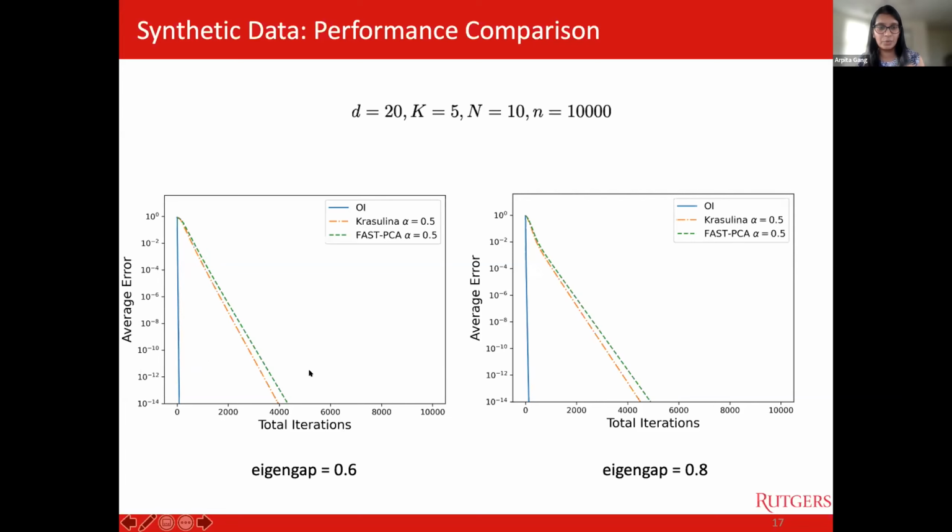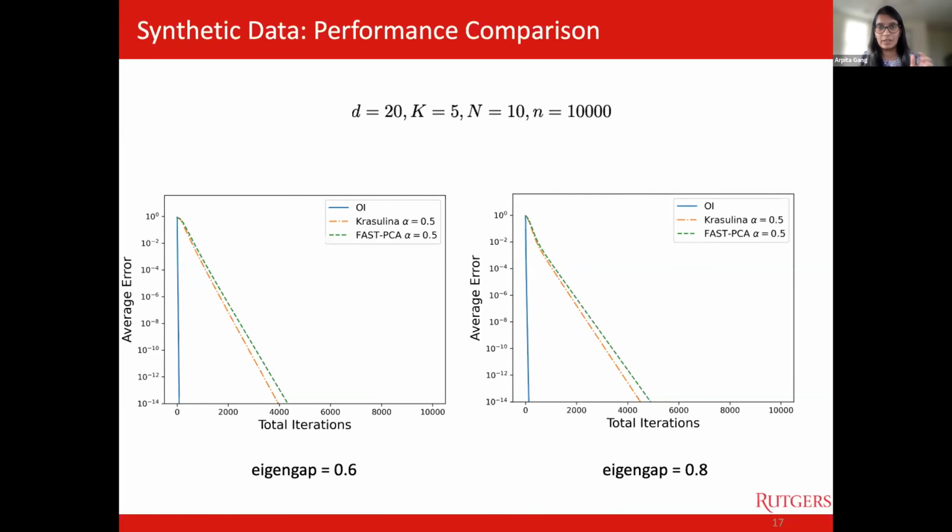I'm showing here plots for two different eigen gaps between the kth and k plus 1th eigenvalues. Here for the setup, again, there were 10 nodes and 10,000 samples, so each node had only 1,000 samples, the dimension of the raw data was 20, and the number of eigenvectors I want to estimate is 5. Here we can see that the FAST-PCA algorithm matches really closely to Krasulina, which is a centralized algorithm that assumes all the data is available at a single location. The performance of FAST-PCA and Krasulina is very close to each other.